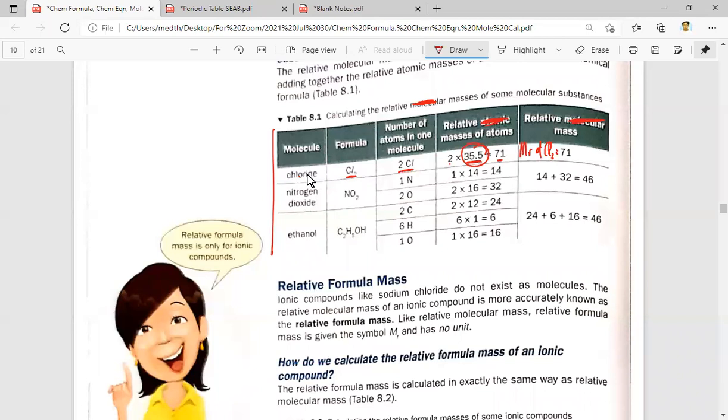Okay. Next, we look at nitrogen dioxide. It's actually made of 1N and 2O. So how to find the relative mass of NO2? So the Mr of NO2 is actually equals to 1 times 14 plus 32. How you get 32 is because it's 2 times 16. Where is 14 and 16 from?